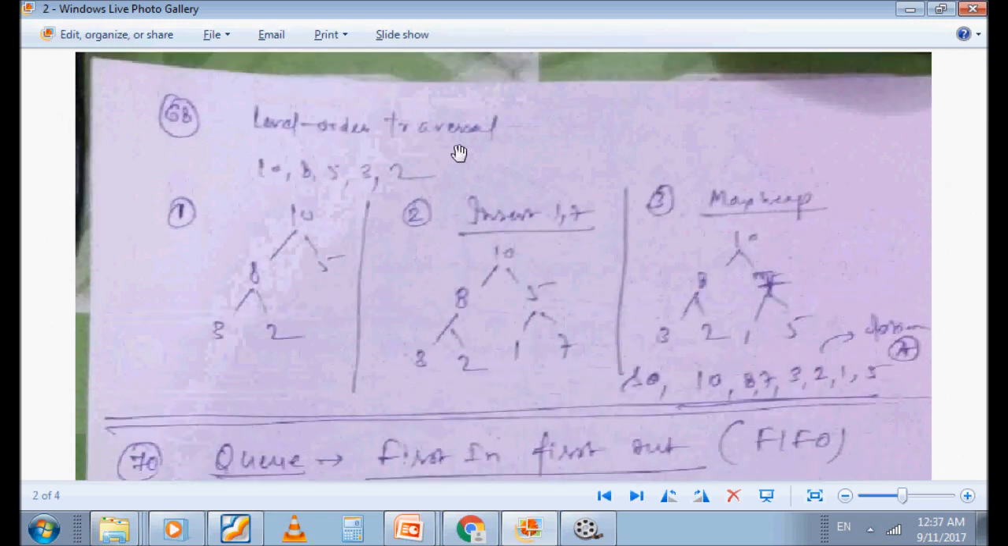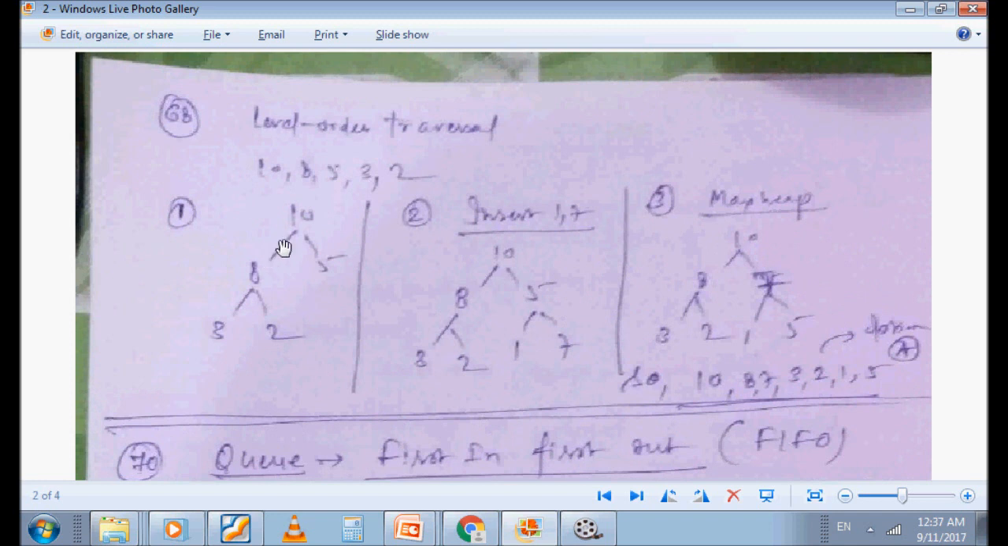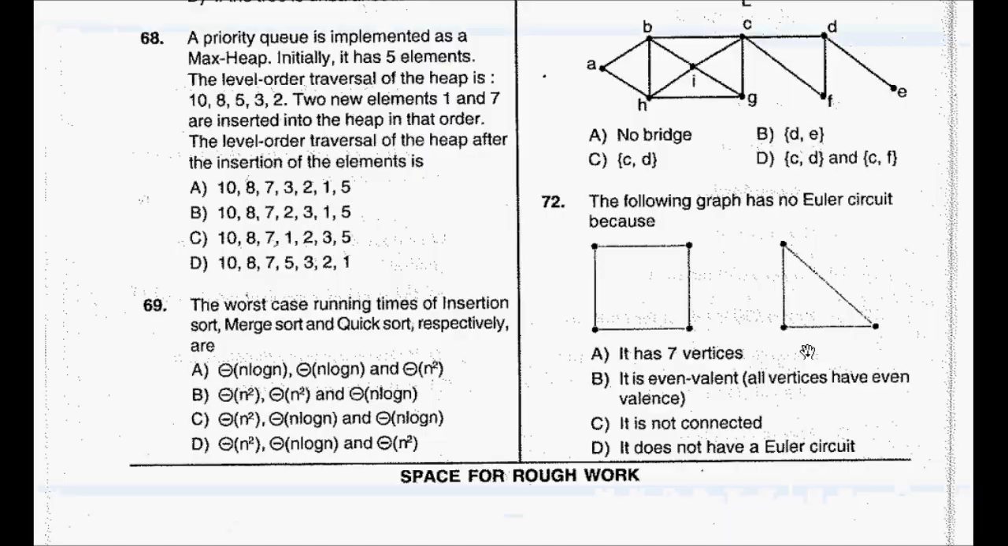So for solving it, level order traversal is 10 8 5 3 2 है. So you just arrange 10, उसके अंदर 8 5 3 and 2. Now inserting 1 and 7, so 5 के नीचे 1 and 7 आ गया. And once it is done, so it's a max heap, so the parent should be having the maximum weight. So 7 ऊपर चला जाएगा, 5 नीचे आ जाएगा. And now again level order traversal, so 10 8 7 3 2 1 5. So that's 10 8 7 3 2 1 5, option A.